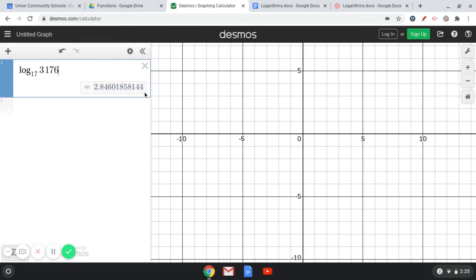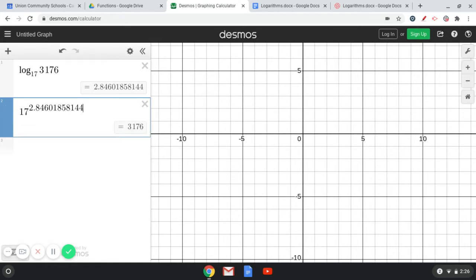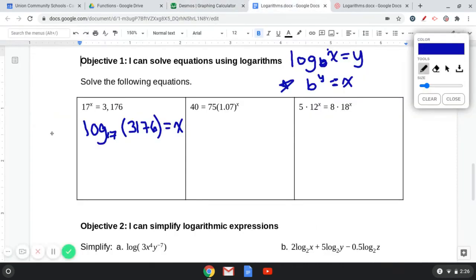And our x value is 2.84601858. Okay, you get it. If you want to check your answer, remember that our equation was 17 to the what power? That is x. We found x, and 17 to that power is 3176. We are right. So this means that x equals about, I'm going to use the squiggly equals because that was a long decimal, 2.846. Ta-da. And that's that one.